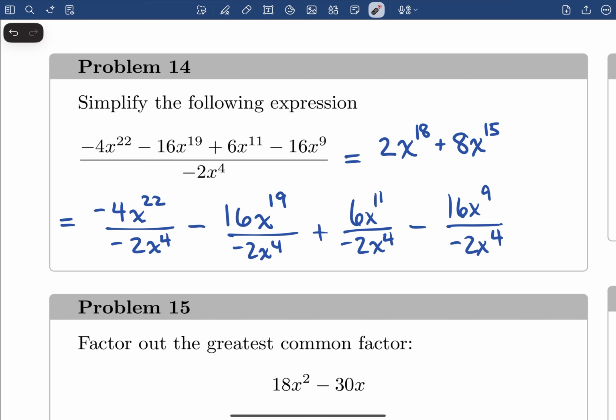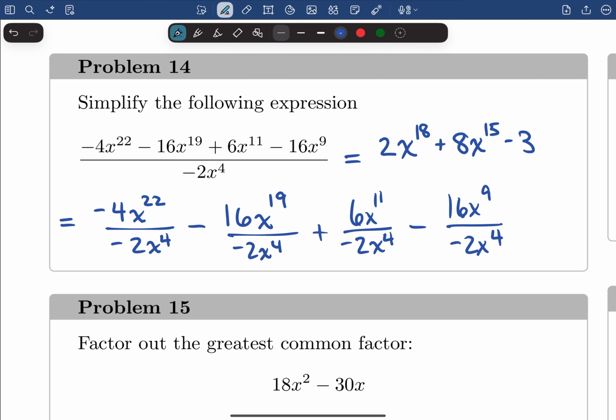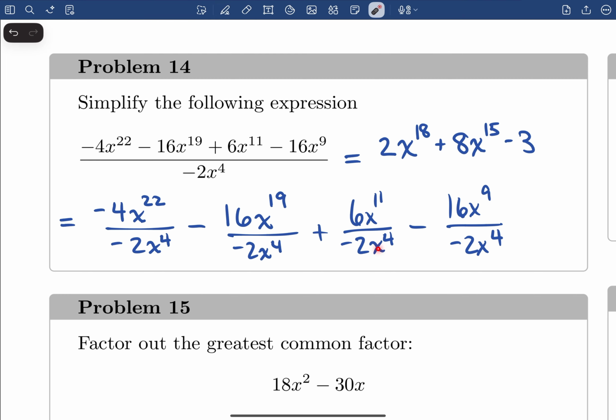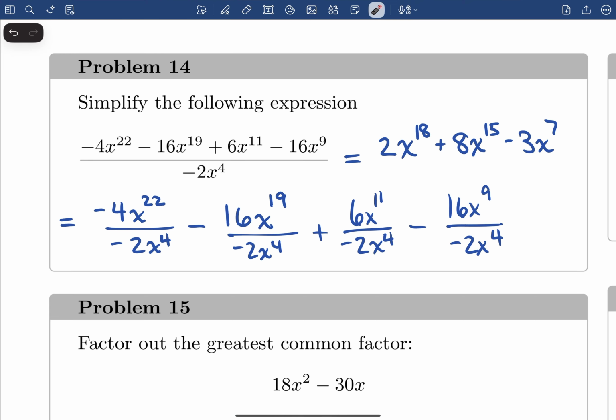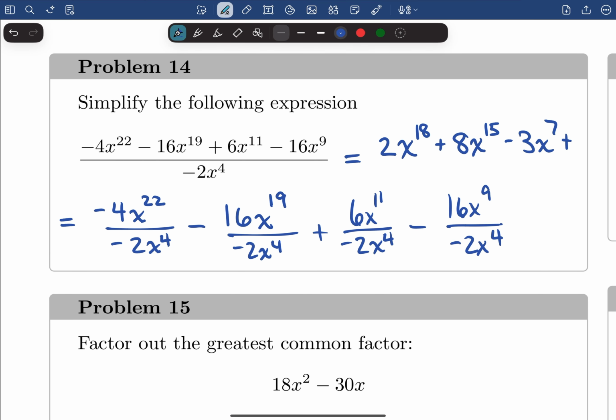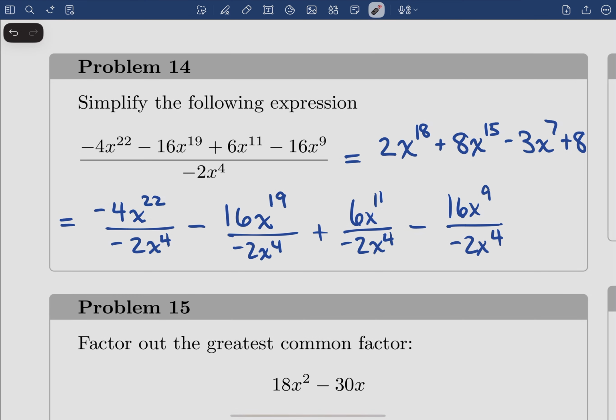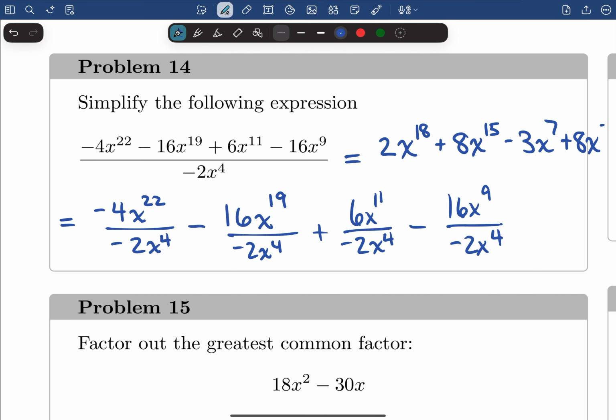Let's move on to the next term. So 6 divided by negative 2 is negative 3. I have a plus sign, but because it's negative 3, I'm just going to write it as a minus 3. And then x to the 11th divided by x to the 4th equals x to the 11 minus 4, so that's x to the 7th. And then I look at the last term here. 16 divided by negative 2 is negative 8, but there's a minus sign in front. So if I subtract a negative 8, that's the same thing as adding 8. And then I'm left with x to the 9th divided by x to the 4th, which is x to the 9 minus 4, and 9 minus 4 is 5.